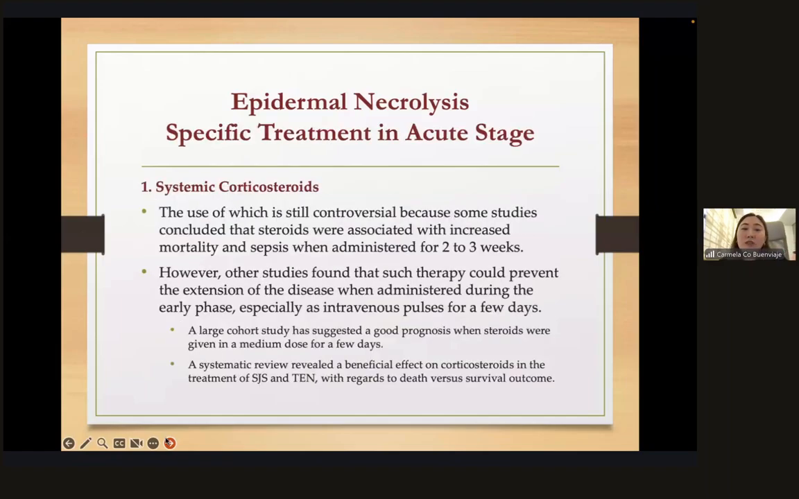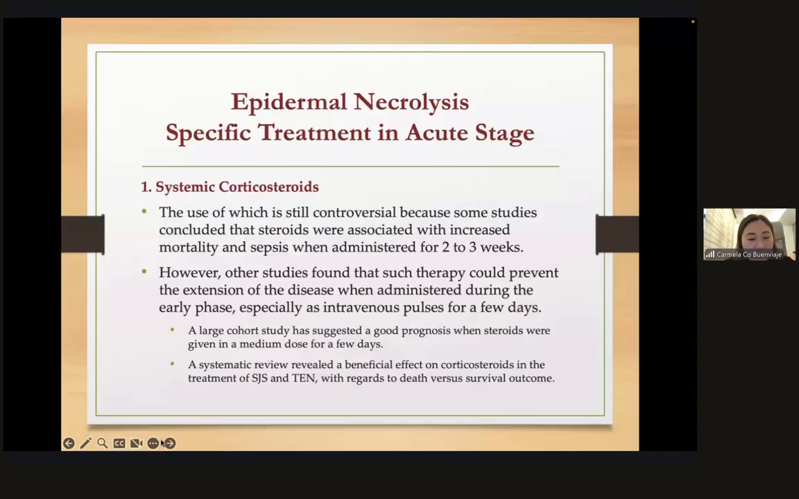So let's look into the specific treatment in the acute stage. These are the medications that we could possibly give these epidermal necrolysis patients. First would be systemic corticosteroids, the use of which is still controversial because some studies concluded that steroids were associated with an increased mortality and increased risk of sepsis when administered for 2 to 3 weeks. However, other studies found that steroids could prevent the extension of the disease when administered during the early phase of epidermal necrolysis, especially as intravenous pulse doses for a few days only.